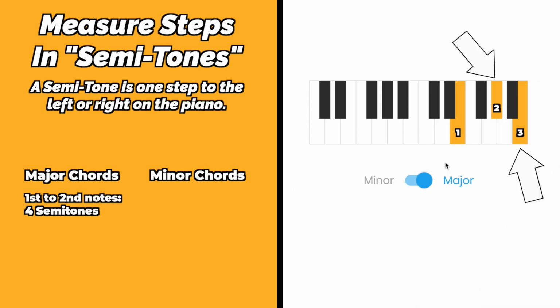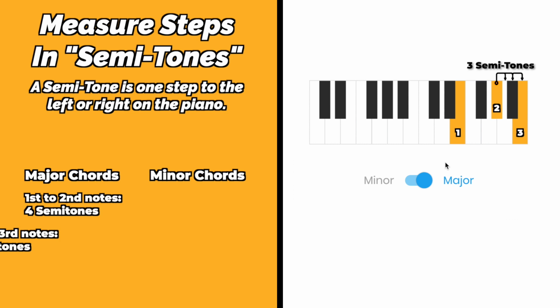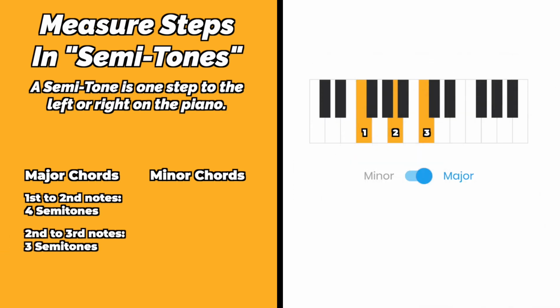Now let's think about going from the second note to the third note. When we're in a major chord, going from the second note to the third note is always 3 semitones. And then let's check another chord. 1, 2, 3. And let's check again on another chord. 1, 2, and 3.